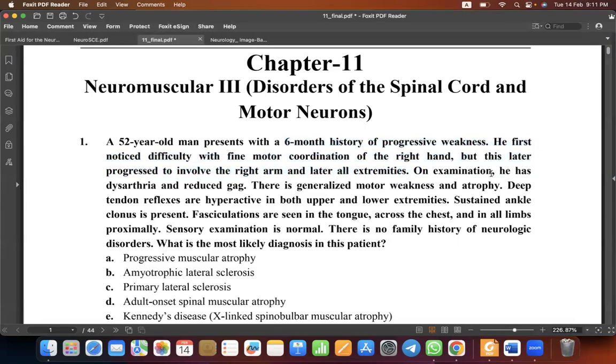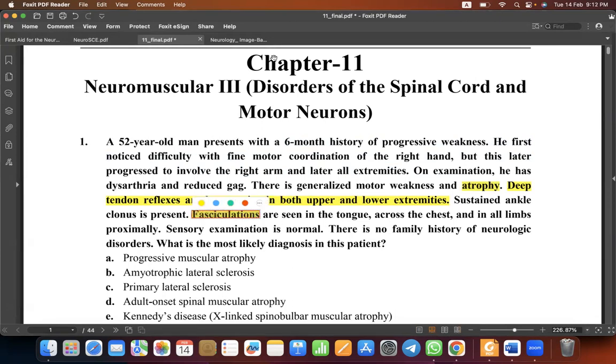So on examination, he has dysarthria and a reduced gag reflex. There is generalized motor weakness and atrophy, and the deep tendon reflexes are hyperactive in both upper and lower limbs. That is very high yield. So as you can see, there's muscle atrophy with hyperreflexia. Sometimes there is also ankle clonus, and fasciculation is present.